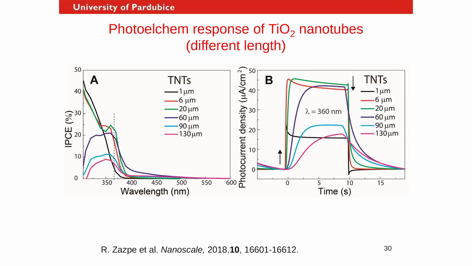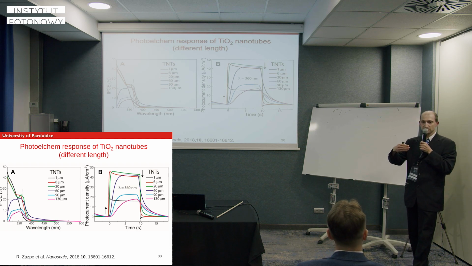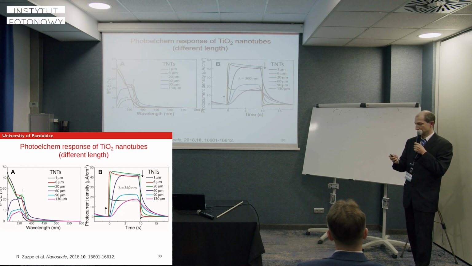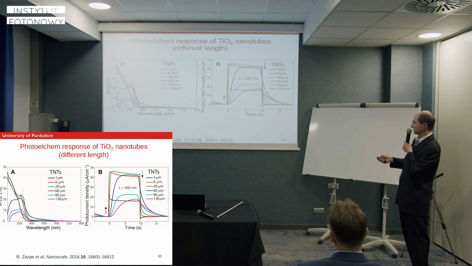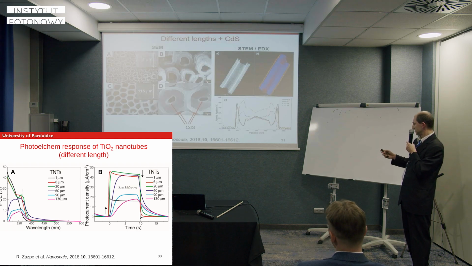And so what's happening if we have long tubes? Here's the photoresponse of the long tubes. And you can see that the longer the tubes, the worse the signal we have. That's because there are lots of defects on the surfaces. Also, you can see here that the transients became worse, delayed.